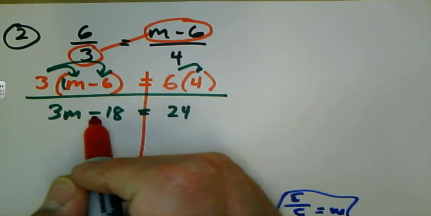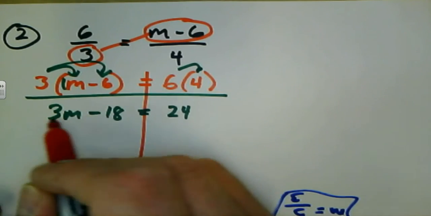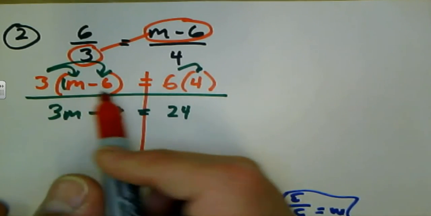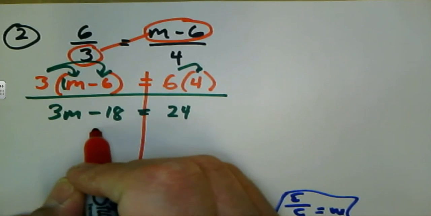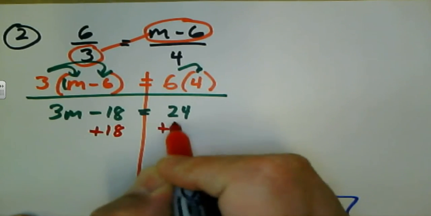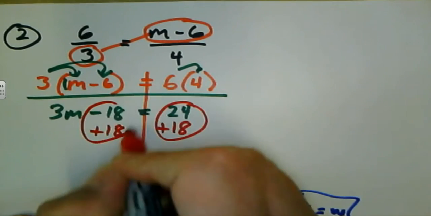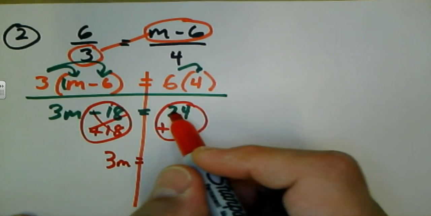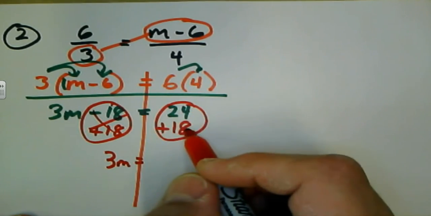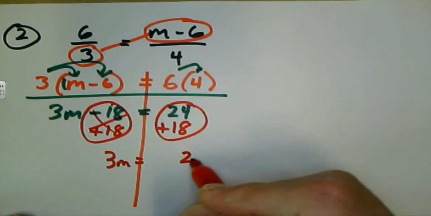Therefore, we're going to get rid of what's added or subtracted. That's the 18. You got m minus 18. These are nice and set up. That's why I set them up this way, that you can clearly see them. All right, so we're going to add 18. We'll do its opposite operation. Our 18s are gone. We have 3m equals, and 24 plus 18, what do we got there? 42.